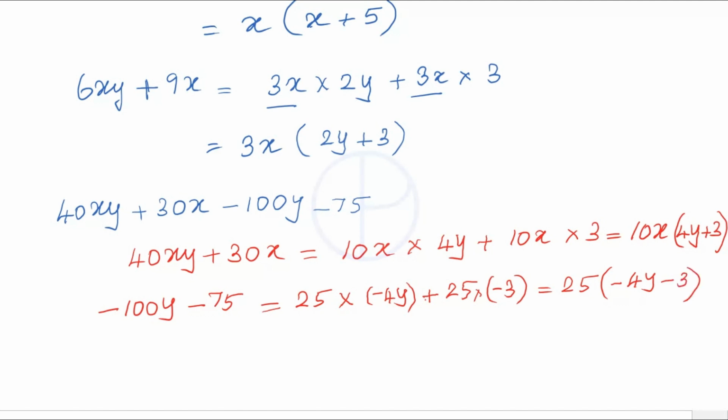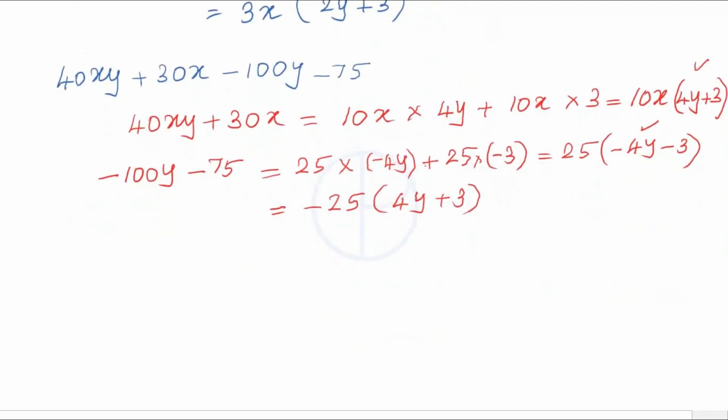Okay, in order to combine these two groups, we have to make sure this is similar. Here it is 4y plus 3, but here it is negative 4y minus 3. So we can take out negative 1, that is the negative sign, outside. So actually we have to take negative 25 commonly. So negative 25 times 4y plus 3. Now let's combine the first group and the second one.